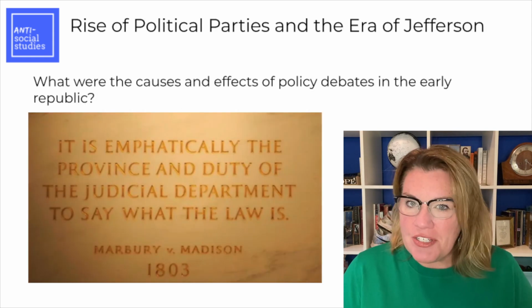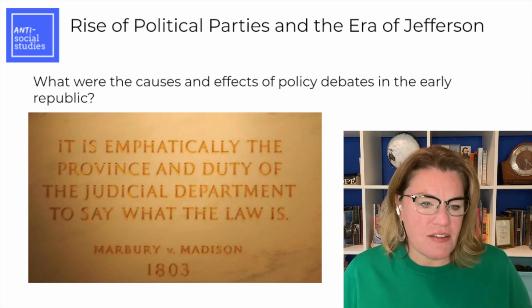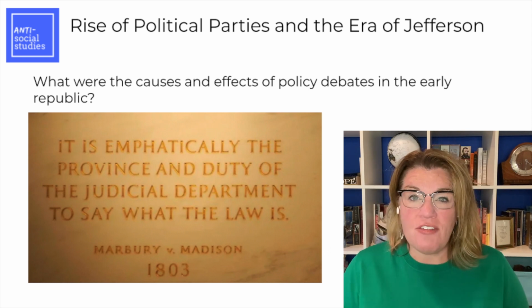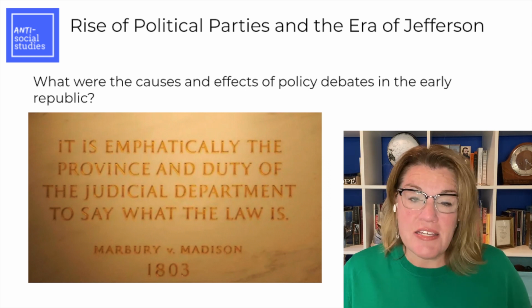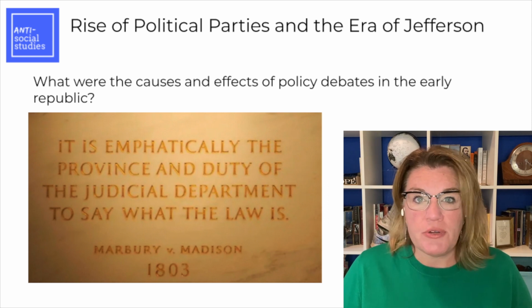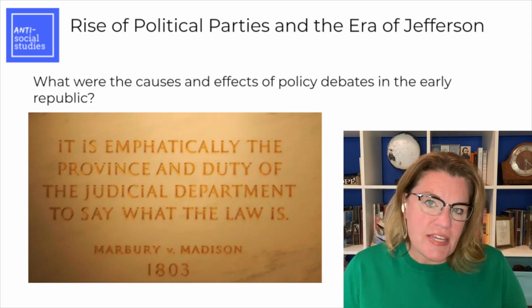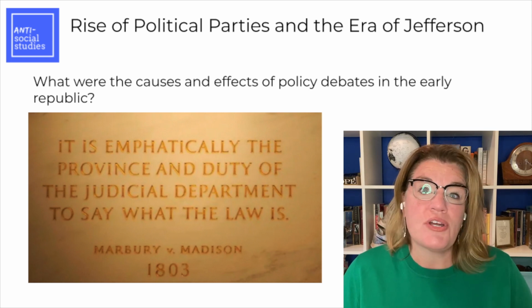The rise of political parties in the era of Jefferson. You want to explain the causes and effects of policy debates in the early republic. Think about Federalists versus Democratic Republicans. The Federalist idea is still around, even though there are no Federalist presidents anymore. We're done with Federalist presidents. But the idea of federalism is going to stick around primarily through the work of John Marshall.